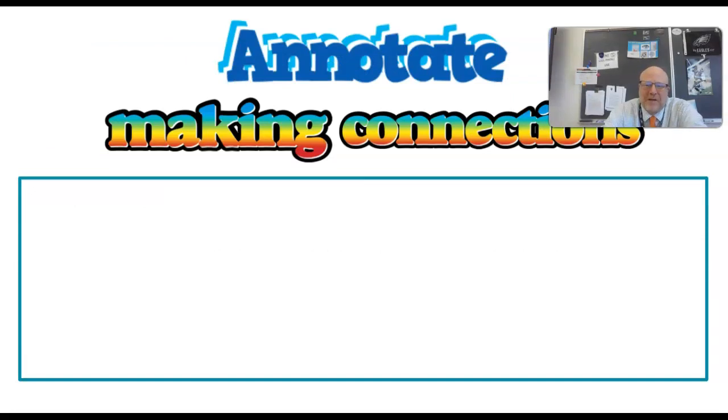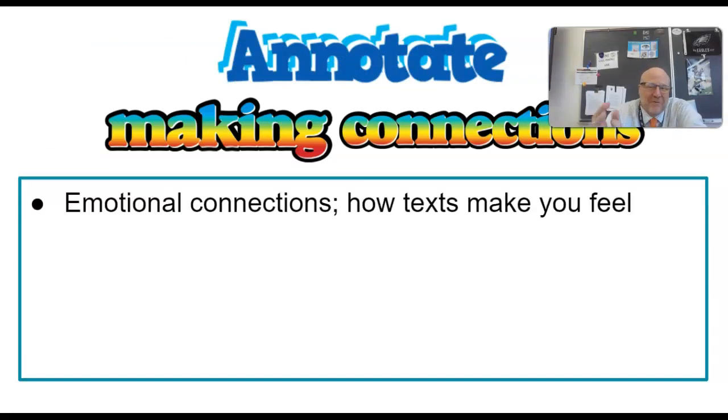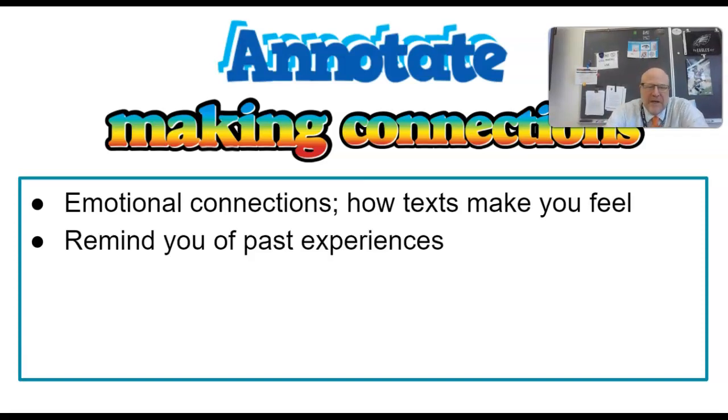Now, how do we make connections with what we read? This is one of the main reasons we annotate. Emotional connections. How is this making me feel? What do I feel about this? Are there any past experiences? You're starting to see where these connect to the annotation guide we just did. Our life experiences matter. They will help us understand what we read.